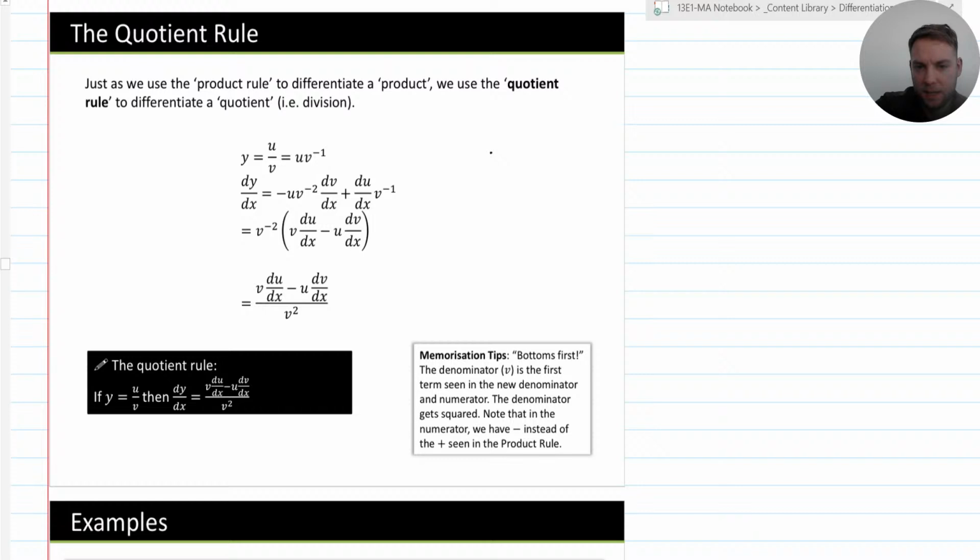dy by dx is equal to 1 over v squared, bracket, v du by dx minus u dv by dx.